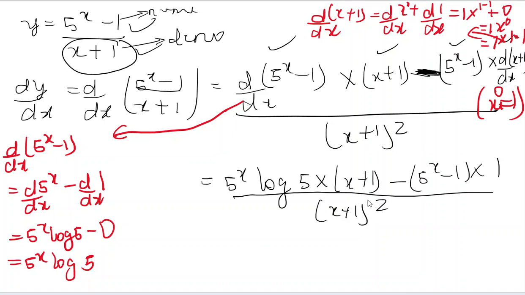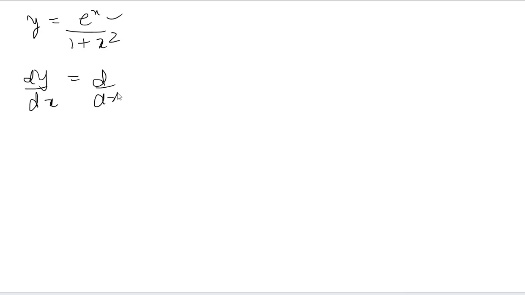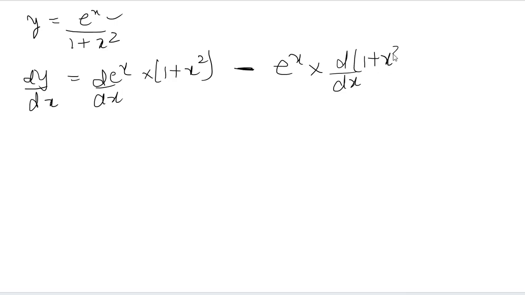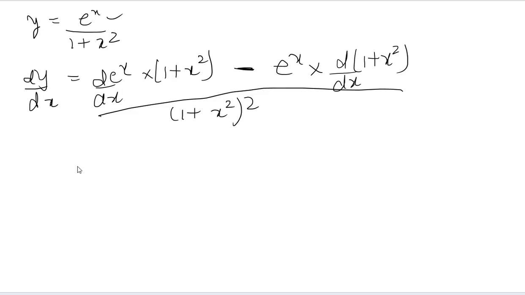This is the answer. We solve one more problem under this division rule. The problem is y is e raised to x upon 1 plus x square. So even here the derivative will become what? Since there are two things, we serve the derivative to first, keep the other waiting, minus, now it's minus, keep this waiting, serve the derivative to the second, and then you divide it by 1 plus x square the whole square.